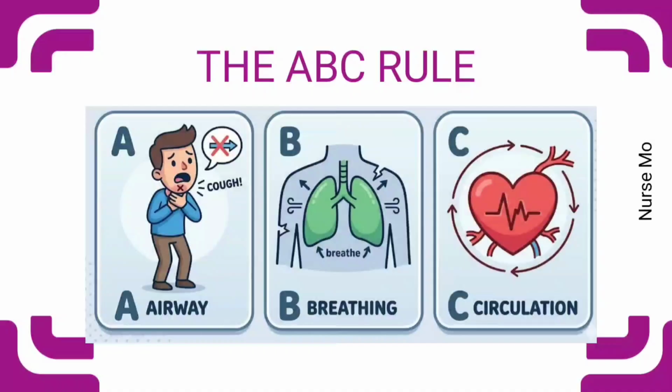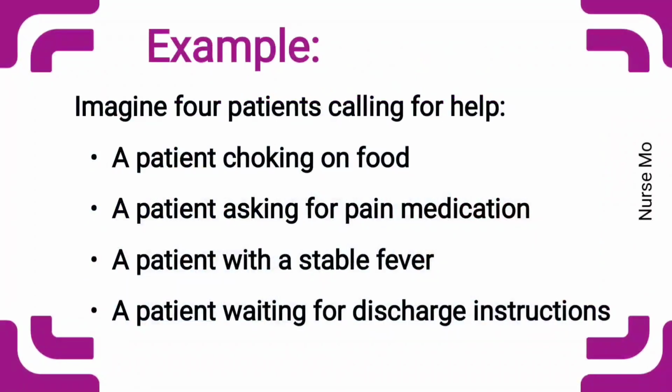The ABC rule is one of the most important strategies for prioritization questions, and to be honest, NCLEX loves to test this. For example, if you have 4 patients who are calling you for help, you have a patient who is choking on food, a patient asking for pain medication, a patient with stable fever, a patient waiting for discharge instruction. Using the ABC rule, who do you see first? Of course, you see the patient who is choking because airway is the highest priority.